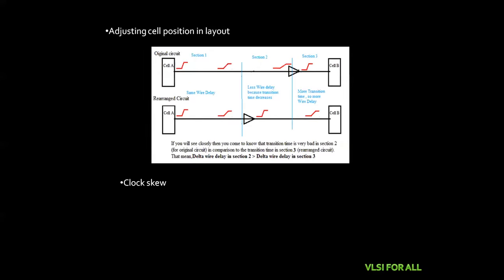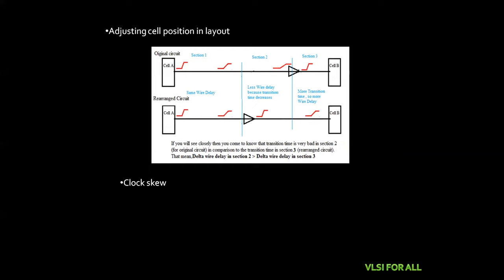And the next one is adjusting the cell position in layout. For example, let's say this is the cell A and this is the cell B. For example, the distance between the two cells is 1000 nanometers. Let's say this buffer is at 900 nanometers from the cell A. Now this portion of the wire length is very high. It means the delay produced by this long wire is very high, because the long wire produces more delay. So if we keep the buffer in between those two devices, the wire length is going to decrease, so the transition time is going to decrease. In this way, we can decrease the delay.